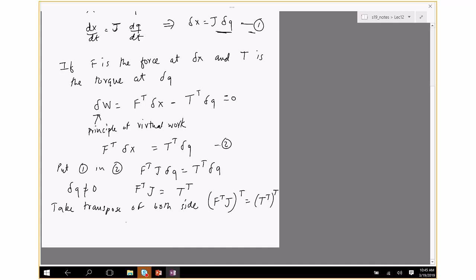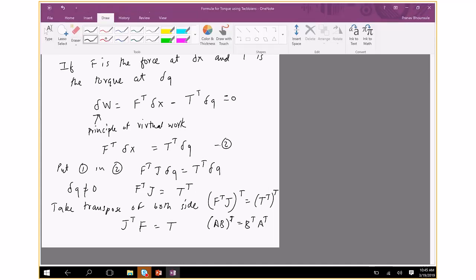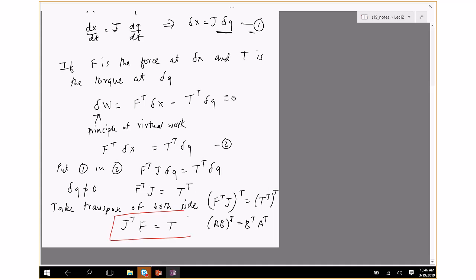So this will give me J transpose F equals torque, because the rule is if you want to do the transpose of AB, it's always B transpose A transpose, something you probably did in your homework 1, right? Sure, this is true. And then the transpose of a transpose is the matrix itself. So this is the formula which relates torques with the forces through the Jacobian. If you want to find the torque, which we did in the previous problem, you simply take the Jacobian, take its transpose, multiply by F. You're done. You don't need to draw a free body diagram.